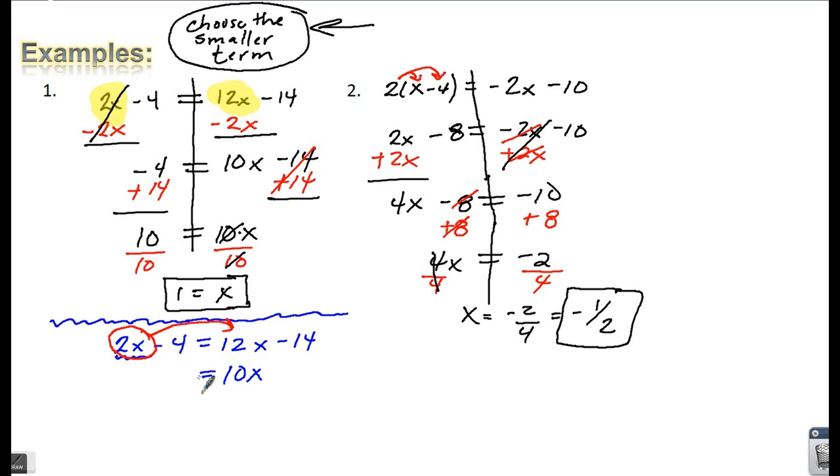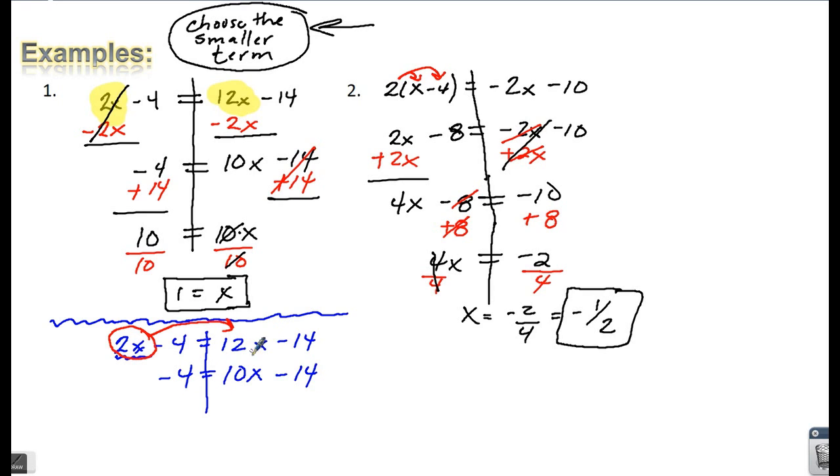Now, the reason I'm not writing anything other than this is because you want to do mental math. So you know this is a negative. So 12x minus 2x is 10x. So 12 minus 2 is 10. So I have 10x, bring down the minus 14, and then bring down the minus 4. So now I have this right here.